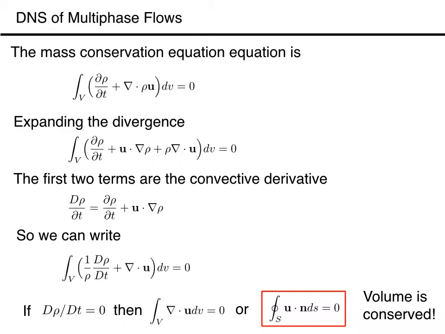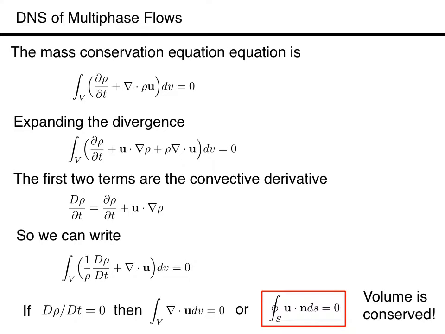We then expand the divergence, and realizing that the first two terms are the convective derivative, partial rho with respect to time plus the velocity times the gradient of rho, we can write the conservation of mass equation as the volume integral of the convective derivative of rho divided by rho plus the divergence of the velocity. If the density of a material particle remains constant, as it does for incompressible flows, then the first term is zero, and we are left with the volume integral of the divergence of the velocity being equal to zero.